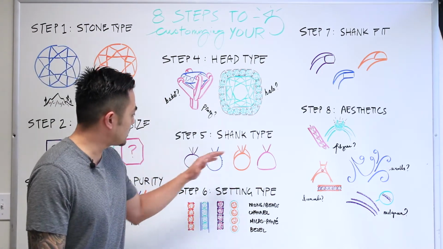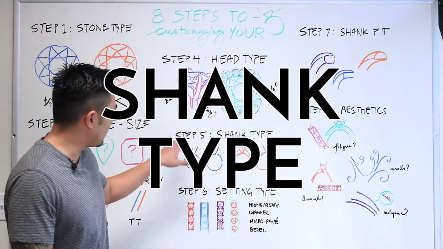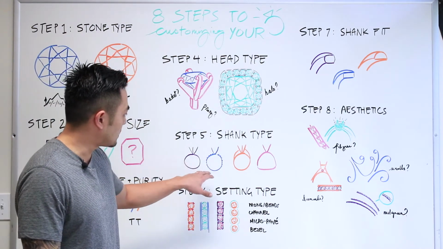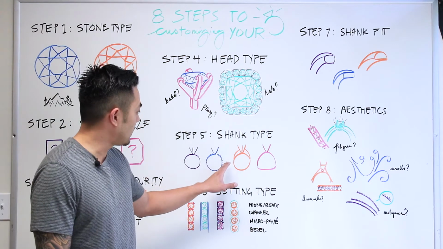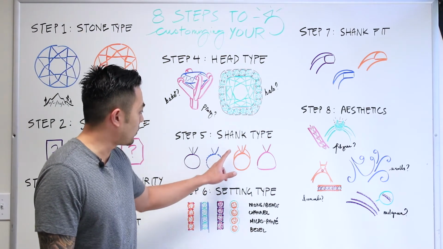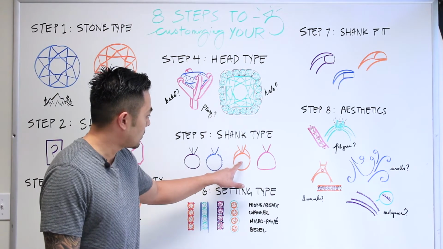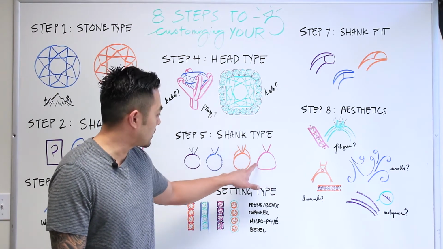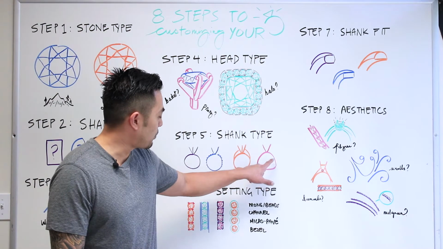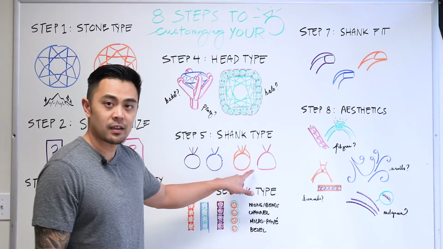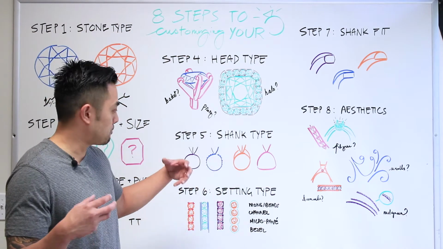So step number 5, shank type. Shank type, all that means is, is it standard, the regular round shape? Is it a cathedral where the shoulders are kind of raised and then there's a bridge in between? Or a Euro shank where it looks kind of like a backwards U and it's kind of squarish at the bottom, and that's really to help it not spin.